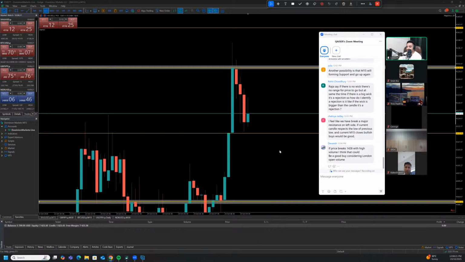What's the name of this drawing tool? It's a zoom function actually.